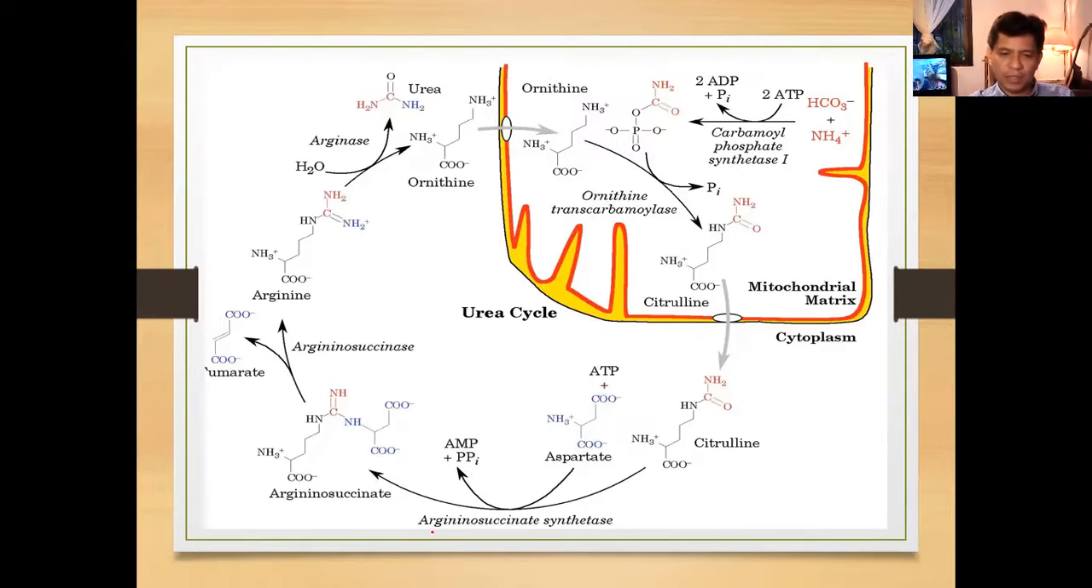You have this enzyme, arginosuccinate synthetase. So arginosuccinate will be formed. This is the aspartate, another amino acid, plus an ATP. A lot of ATP is consumed, and that's the reason why protein is not so fattening, as they say, because it consumes lots of ATP.